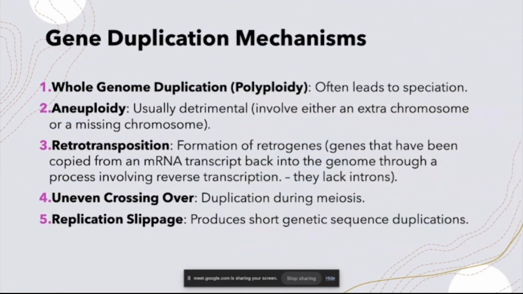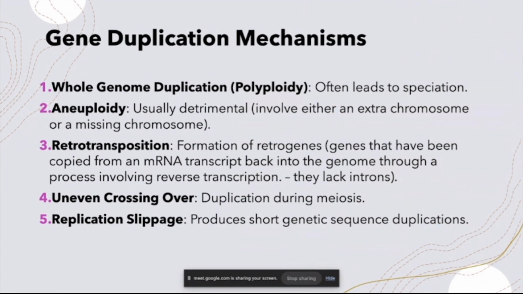Okay. So, what are the gene duplication mechanisms? These are the mechanisms for a gene to duplicate itself. For example, whole genome duplication, which is the duplication of the chromosomes, and this leads to speciation. We have aneuploidy, which is basically adding one extra chromosome or missing a chromosome, and usually this is detrimental. This is not usually a positive thing.